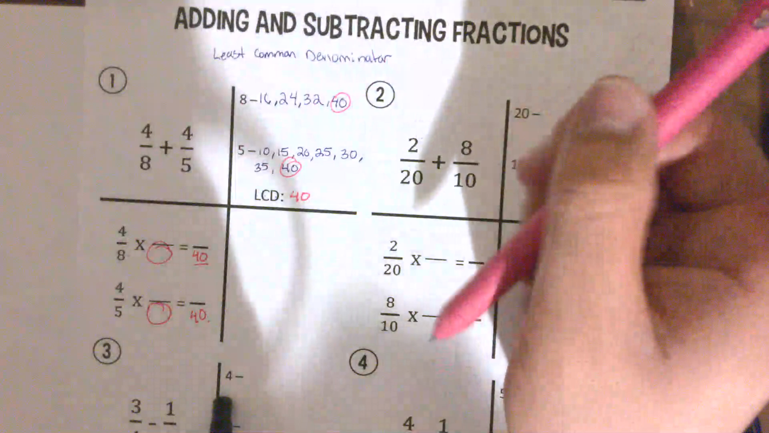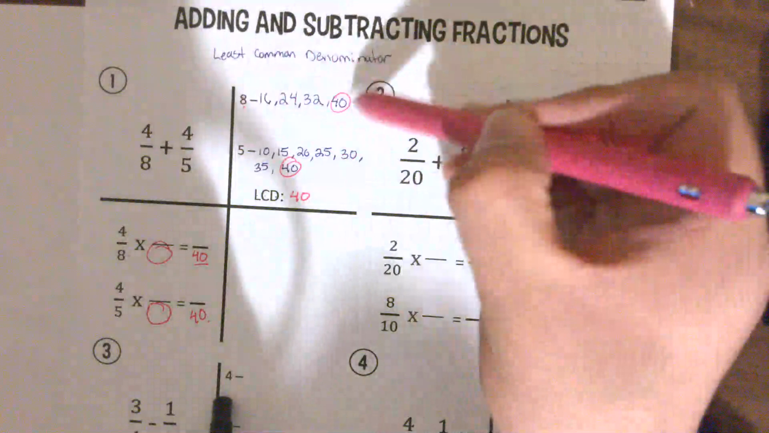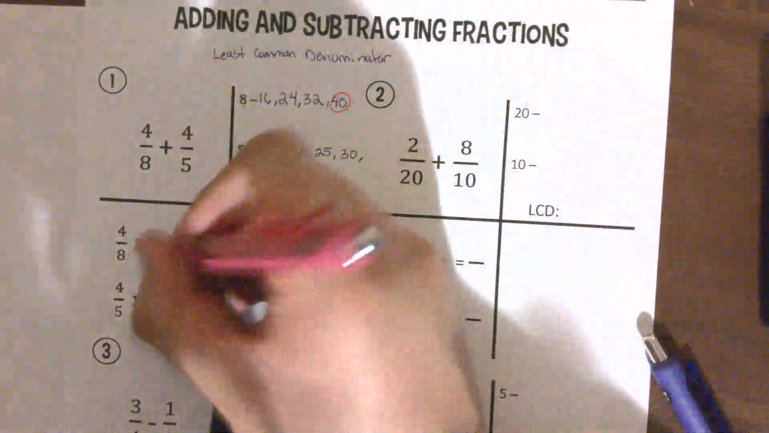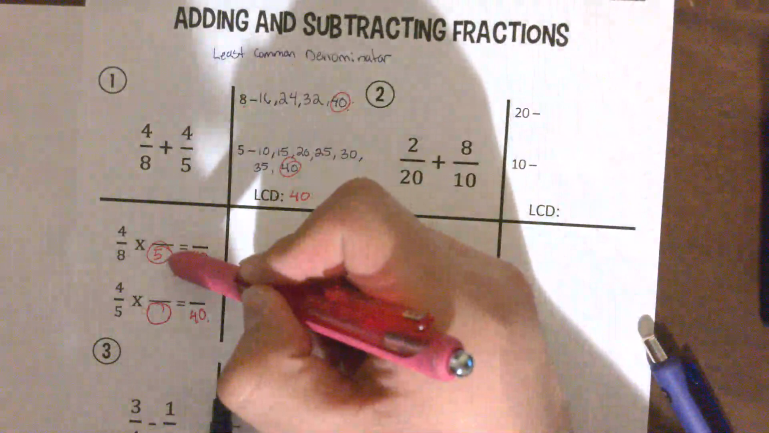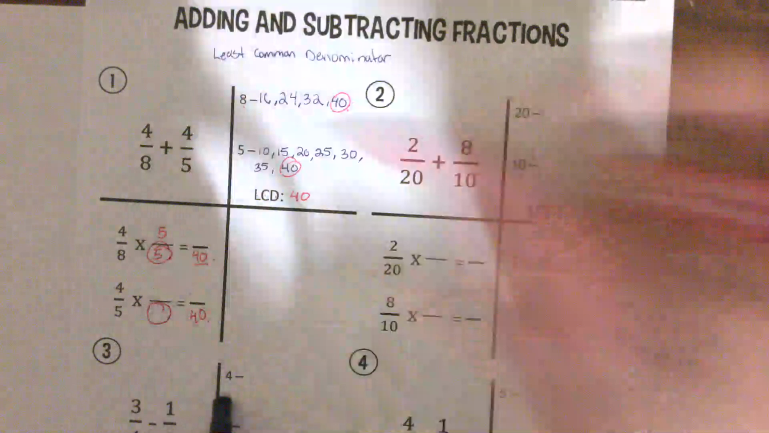One way of doing that is I can look back up here. So 8 times 1 is 8. How many times did I get to 40? That would be 5. So 8 times 5 is 40. And if I'm going to multiply 5 at the bottom here, I have to multiply 5 at the top. And 4 times 5, that becomes 20.